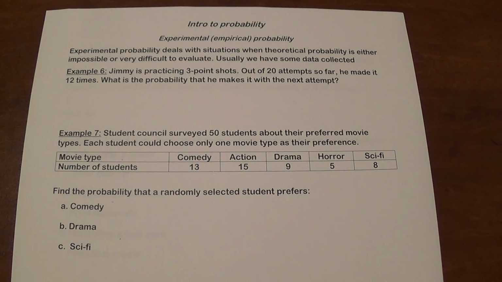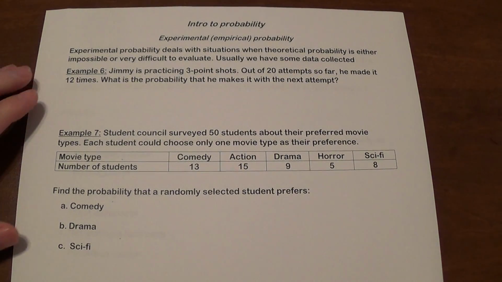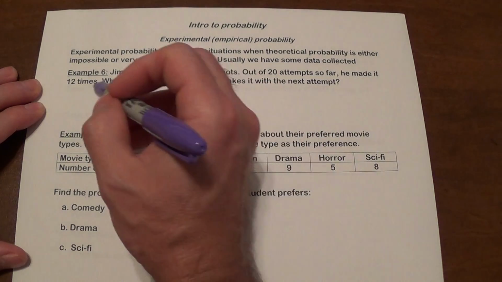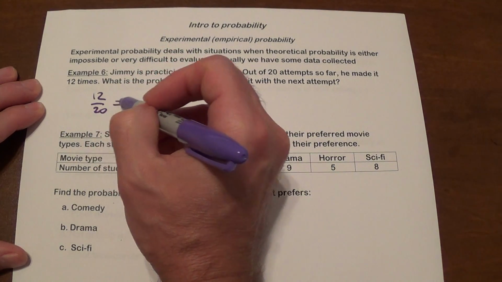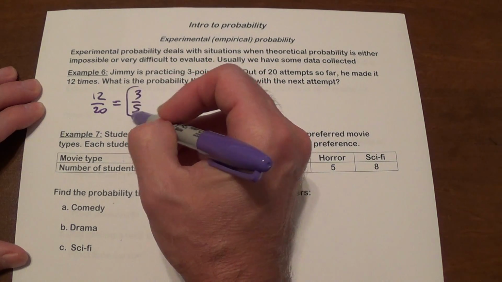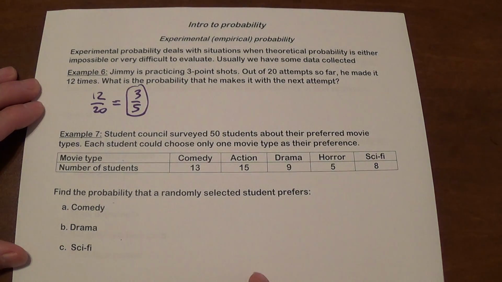So what do we have here? Jimmy's practicing 3-point shots. Out of 20 attempts so far, he made it 12 times. What's the probability he makes it with the next attempt? So it's based on Jimmy's performance. His probability is going to be 12 over 20, which can be simplified to 3/5, and that's our answer. So his probability is 3/5 that he's going to make it with the next attempt.